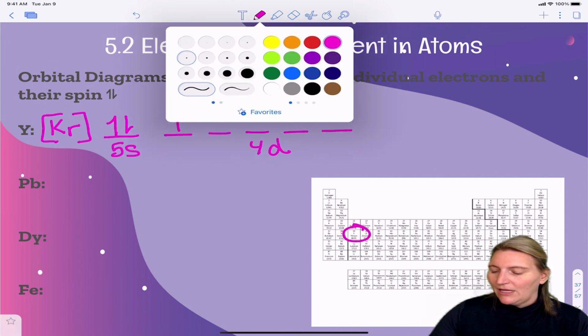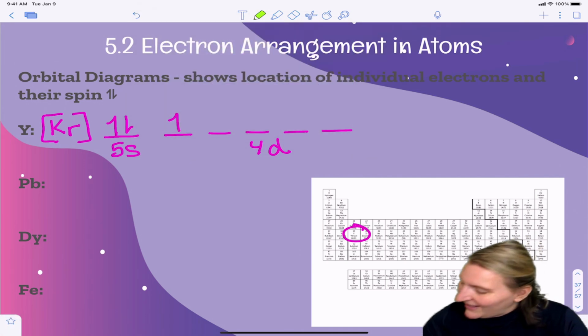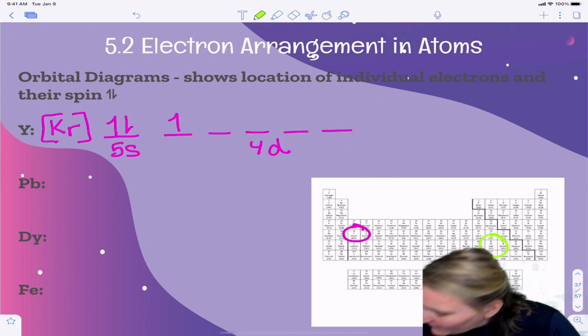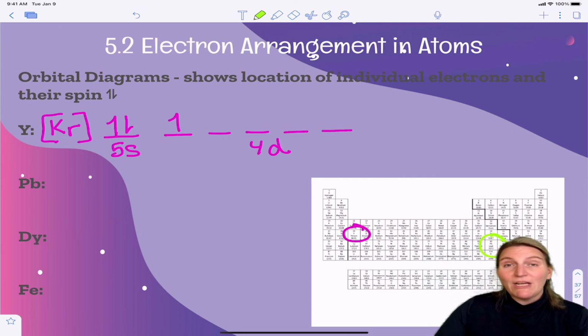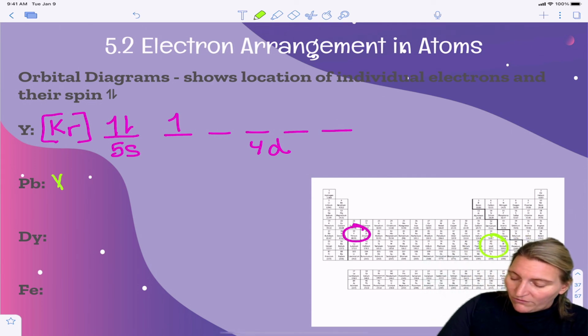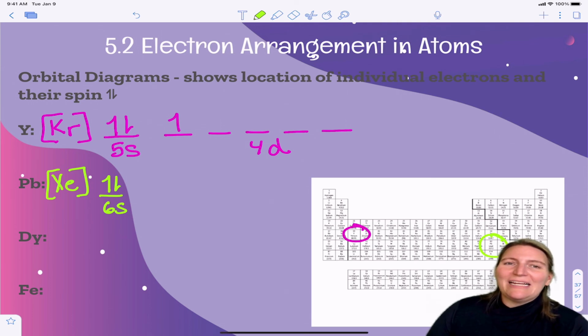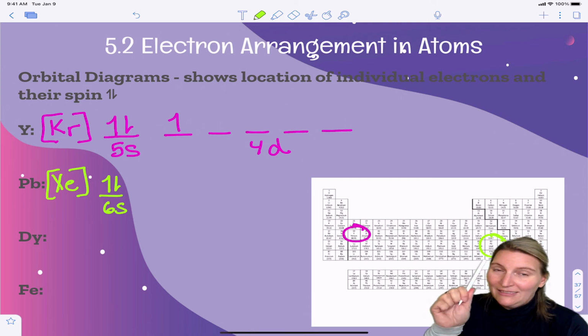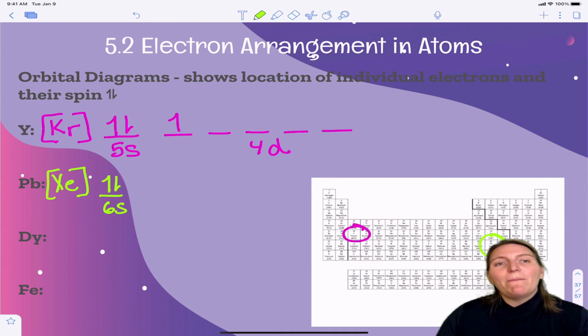Lead is a little bit longer. Lead is all the way down here, number 82. So we're definitely going to do noble gas configuration for this guy. He is xenon. After xenon comes 6s2, right? And one of the things I always say is in order to have 6s in chemistry, you need to remember you got to go down to the 4f orbital.